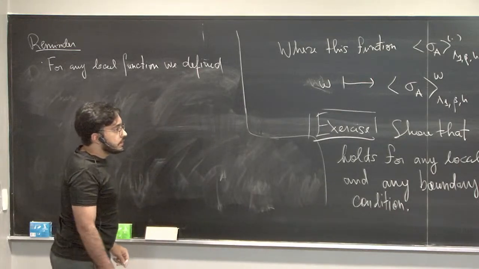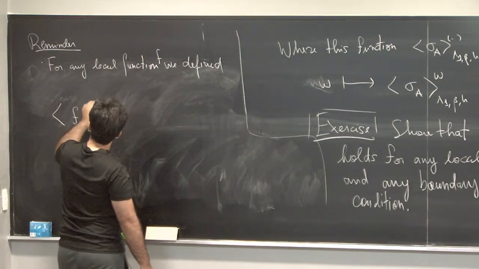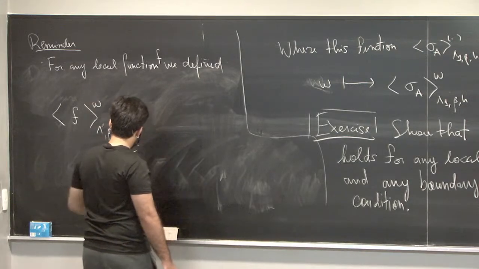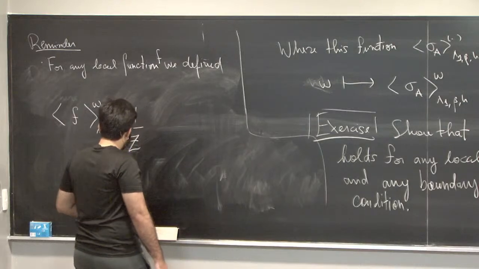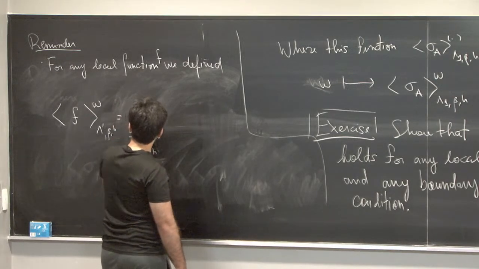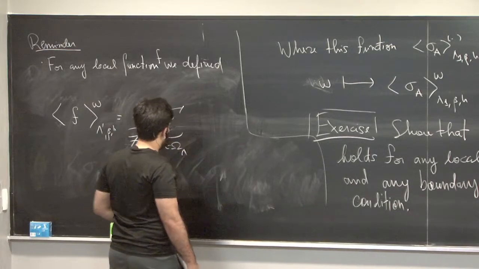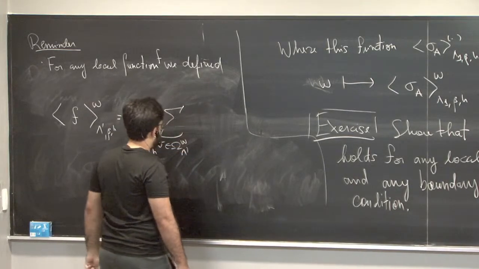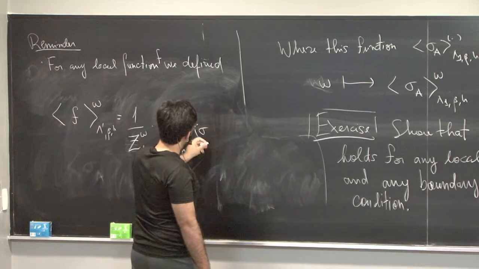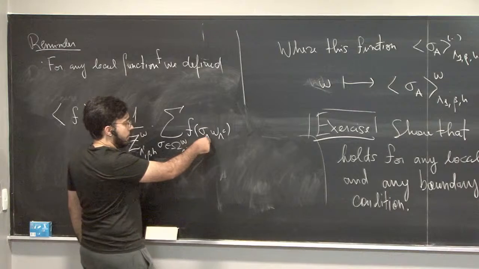We defined that for any local function f, we defined this mean with respect to some boundary condition, lambda prime beta h, as being 1 over Z, the partition function, beta h, and then omega times the sum over all the configurations inside lambda prime, omega prime lambda prime omega, times the function calculated in this configuration right here. Everyone remembers what this means.